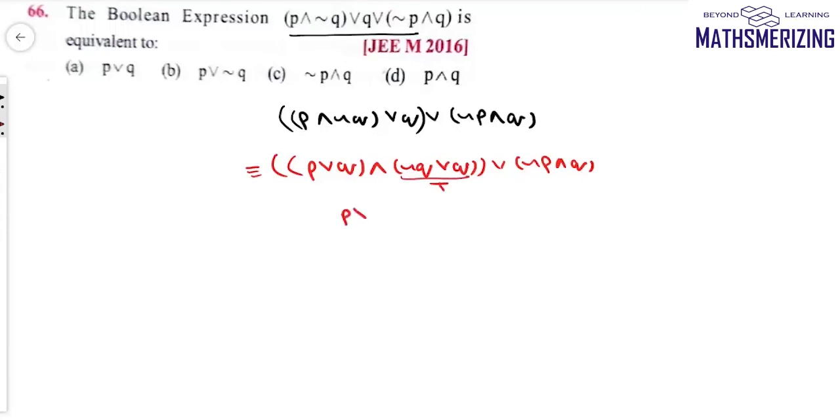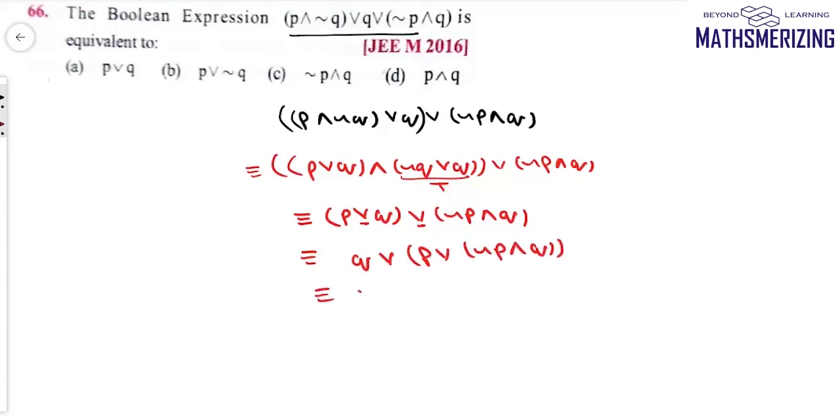So this is P or Q or not P and Q. Now we know that disjunction is associative and commutative. So I can write it as Q or P or not P and Q. So I can write it as Q or, and this is P or not P and P or Q.